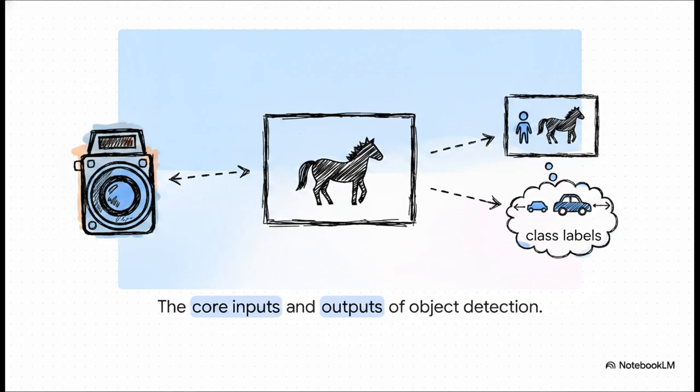First, we need bounding boxes, those crisp mathematical rectangles drawn perfectly around the detected objects. And second, the class labels. This is what identifies what's actually inside that box. Is it a person? Is it a car? Or in this case, a horse? That's the core mission. Everything else we're going to talk about today is really just about doing this faster and better.